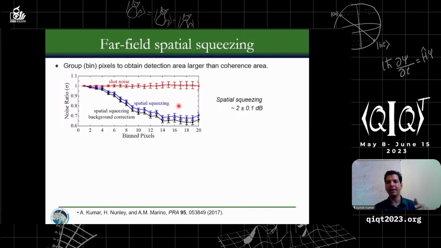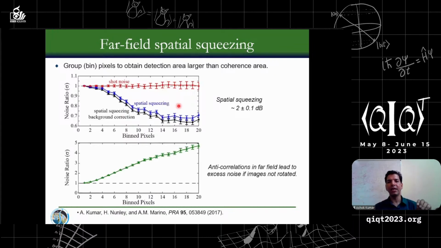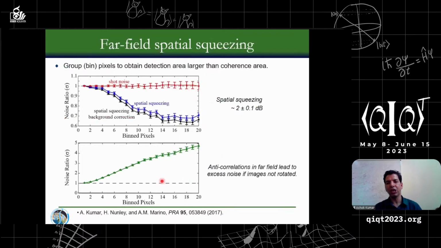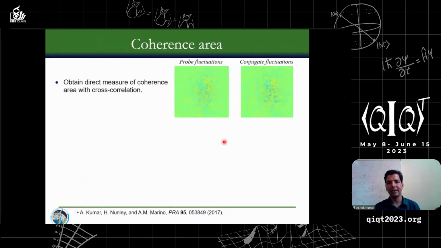On the other hand, when we don't rotate, because the thing is we are subtracting this with this one, so basically we are subtracting the correlated noise. Once we subtract the correlated noise, we get reduced noise. On the other hand, if we don't subtract the correlated noise, then we should get excess noise, that we have verified. If we don't rotate one of the beams with respect to the other, we get excess noise actually. This is a sanity check.